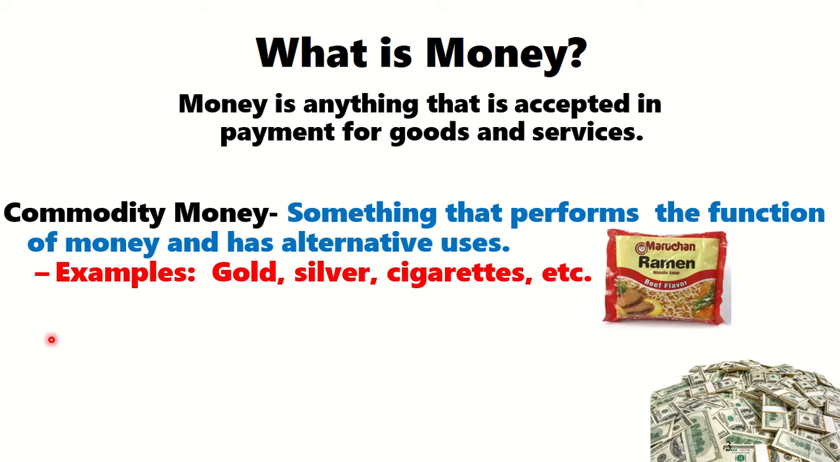ramen noodles, which has taken hold in the prison system. It is the number one currency right now. Yeah, it took over cigarettes about a year ago, I think. So that's how that works.